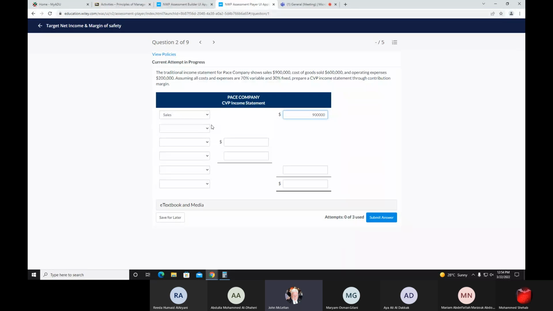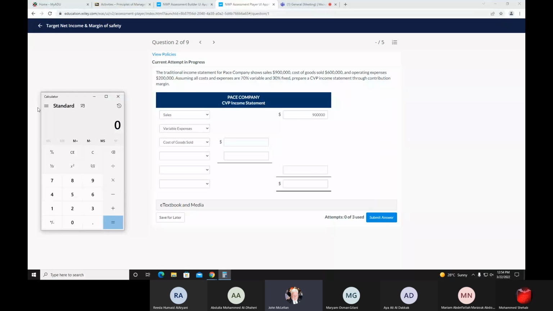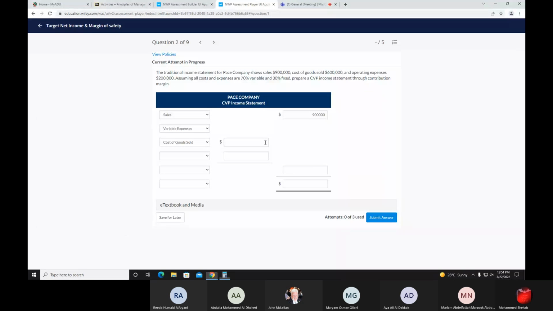You've got the sales. Now the next thing is the variable cost. And that's the cost of goods sold times 70%. All right, and the selling and admin times 70%.